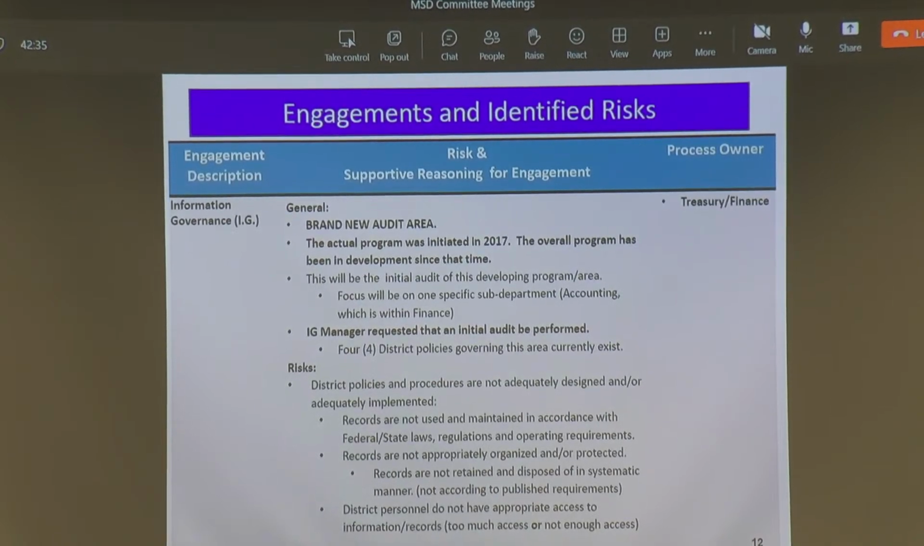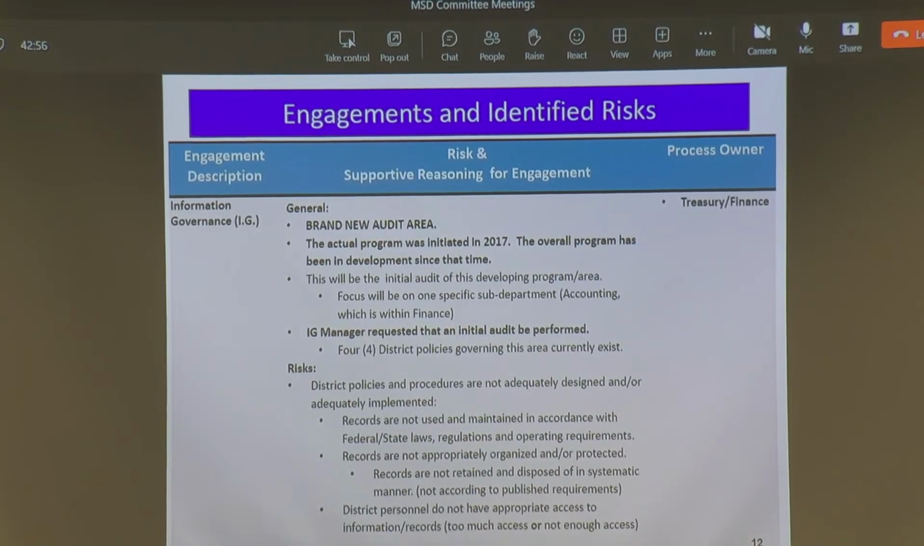So we're going to do this initial audit. We're going to look at the accounting division within the finance department. And actually the IG manager requested that we do some type of audit to kind of get this rolling and to help her see how things are going. So we're going to do that. There are actually 4 district policies governing this area.